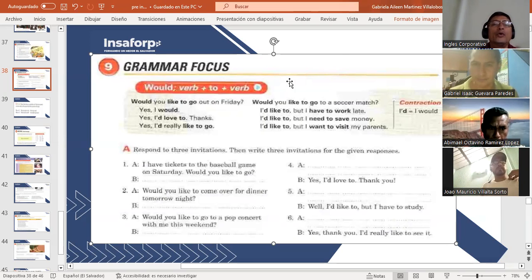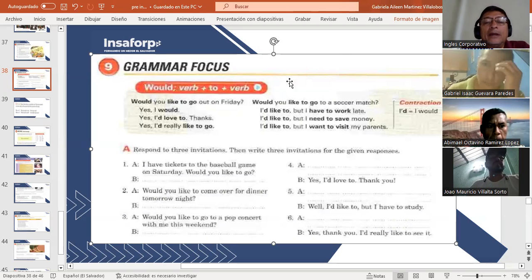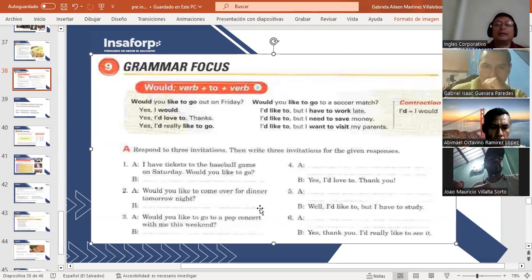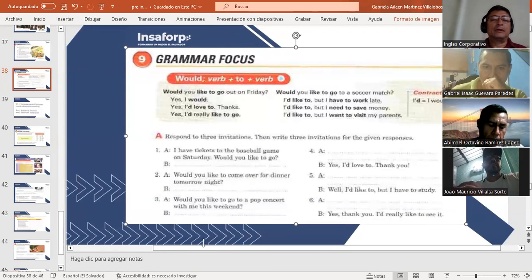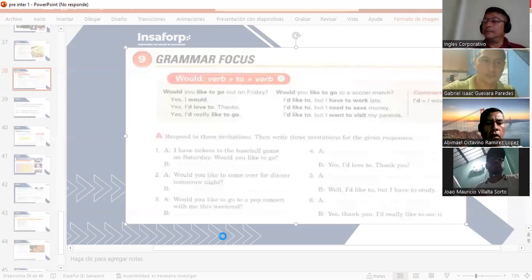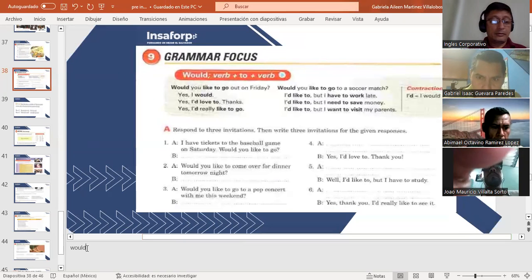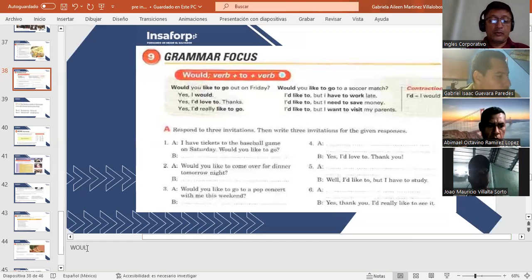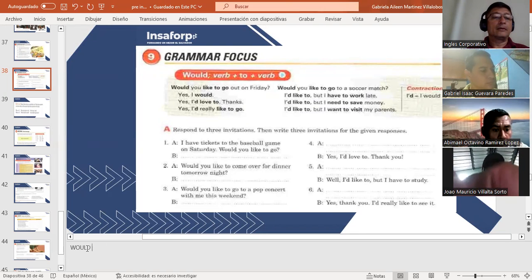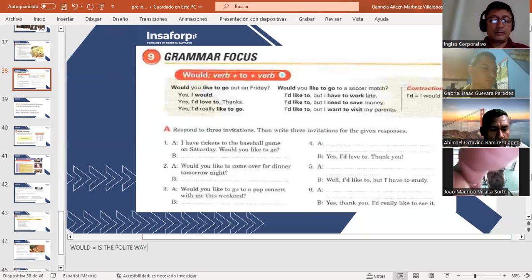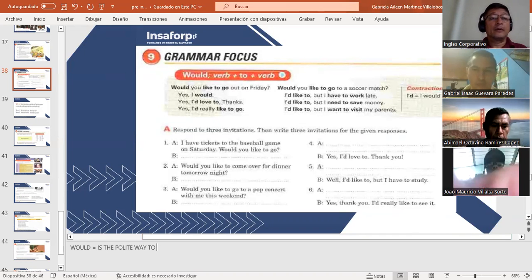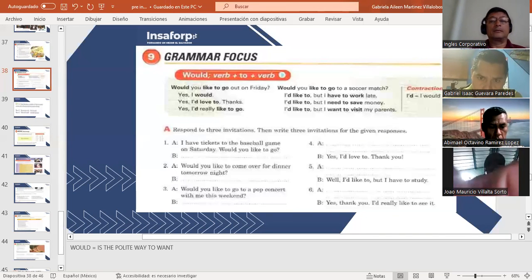Today we're gonna study would. Would is a modal verb. We use would to make an invitation polite. More information about would: when you go to a restaurant, the server uses would. Would is the polite way to say want. Understand?